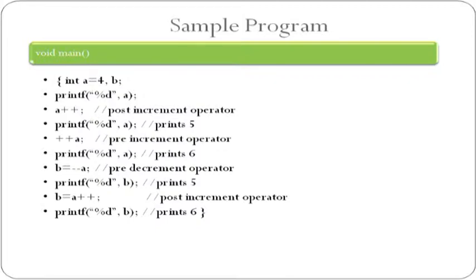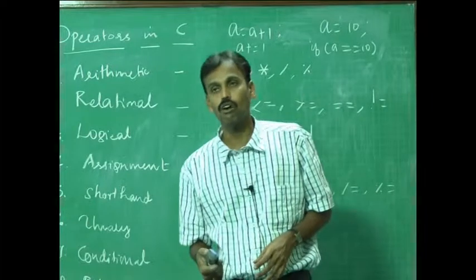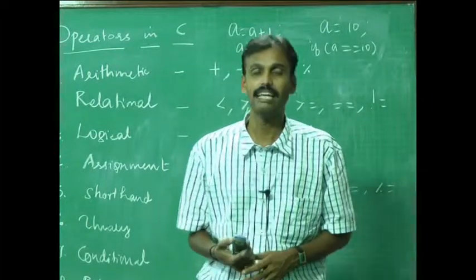Therefore, when I try to print the value of a, it gets printed as 6, but when I try to print the value of b, it is still 5. Now I would say b plus plus. When I try to print the value of b now, it happens to be printed as 6. So this is the way in which you can make use of unary operators in a C program.